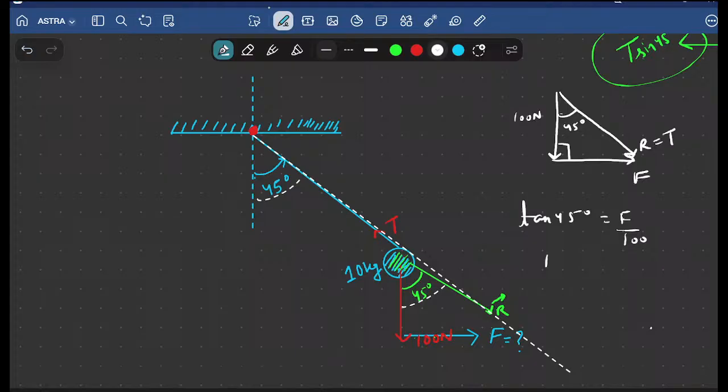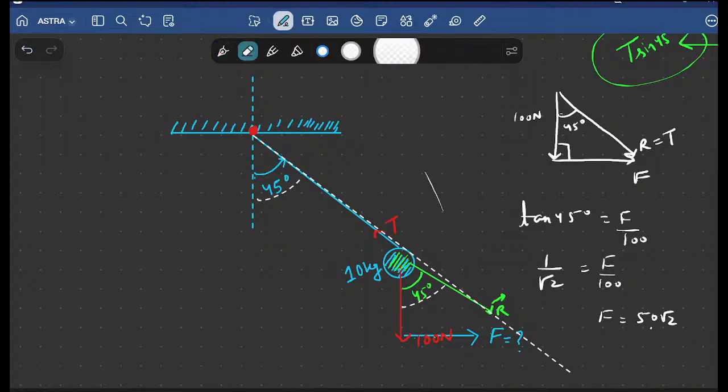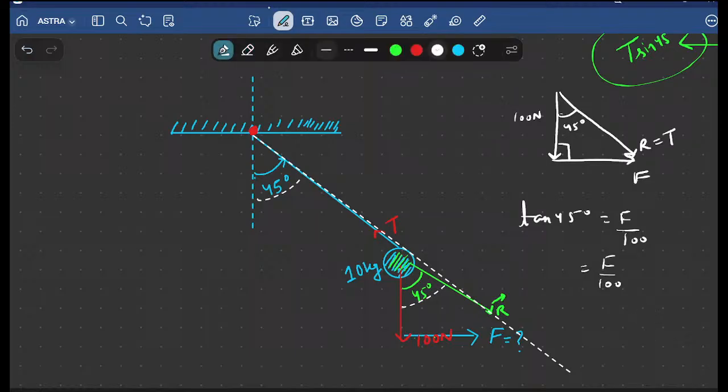So tan 45 becomes 1 by root 2, and it is equal to F upon 100. So F will become 100 by root 2. Sorry, just a second, I've made a mistake. Tan 45 will be 1. So F is equal to 100 into 1, that is 100 Newton. Directly you have written this answer. Am I understood to everyone?